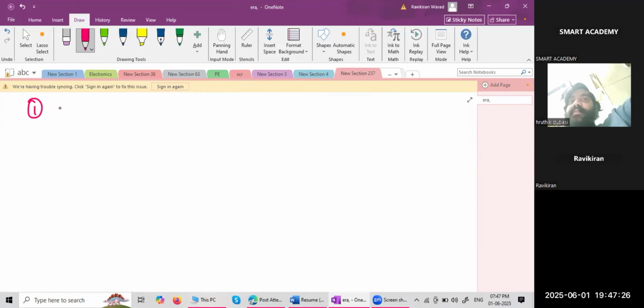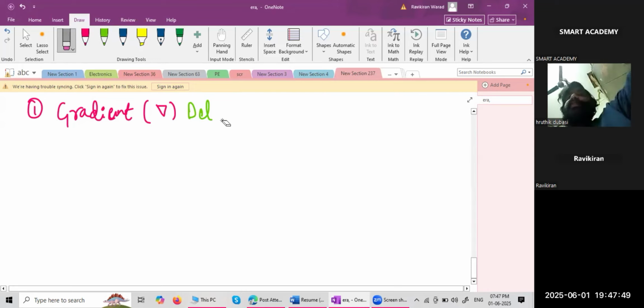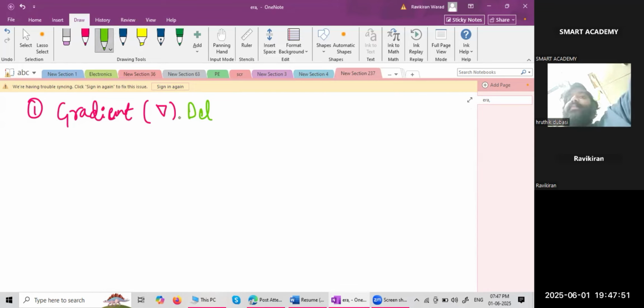Next, the first one I said is gradient. Gradient is represented by this symbol. What is this? Del. This is reversed delta. Just call this del. Del operator. Del means gradient, and gradient means del.